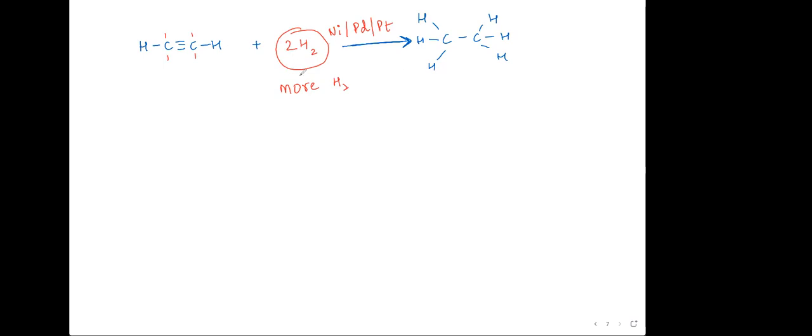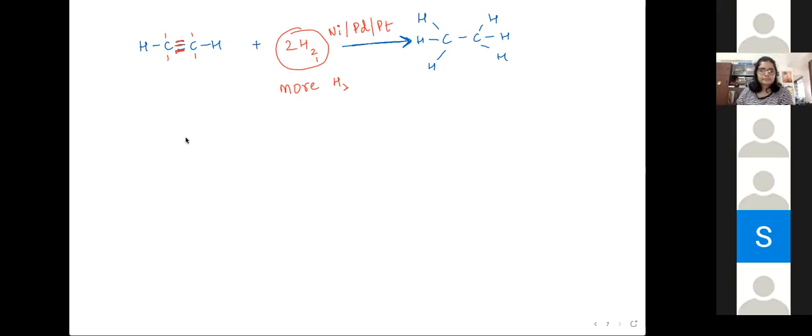Just a little more additional effort because instead of a double bond, you have a triple bond. In order to make it a single bond, you need to take off 2 other bonds. That is the only difference. Everything else is the same.